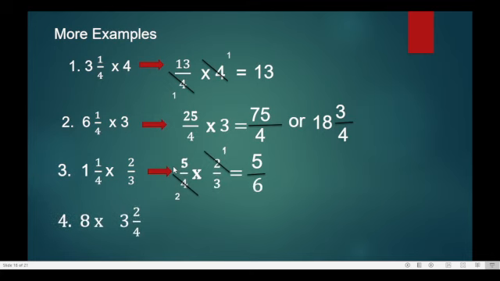And then number 4: 8 times 3 and 2/4. So that will become 8 times 14 over 4. Cancel the 8 and 4. So 8 will become 2 and 4 will become 1. And then multiply 2 times 14, which is equal to 28. No need to indicate 1 under 28.